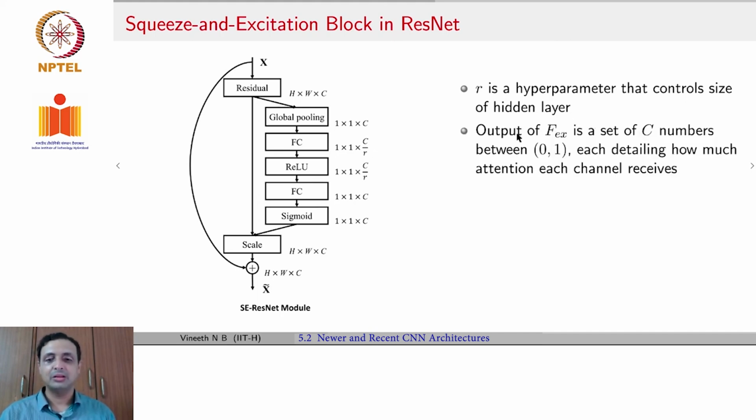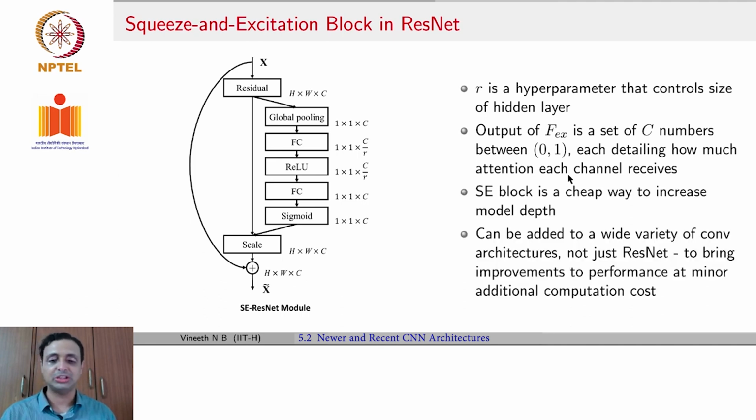Just to explain this, the output of f(x) is the set of C numbers between 0 and 1, each detailing how much attention each channel receives. We talked about it as the scaling for each channel. And this becomes a simple way to increase model depth artificially. To scale up each channel is one way to increase the effect of model depth. And this could be added to a wide variety of convolutional architectures, not just ResNets, but it could be added to many architectures and can help improve performance with very little added cost.